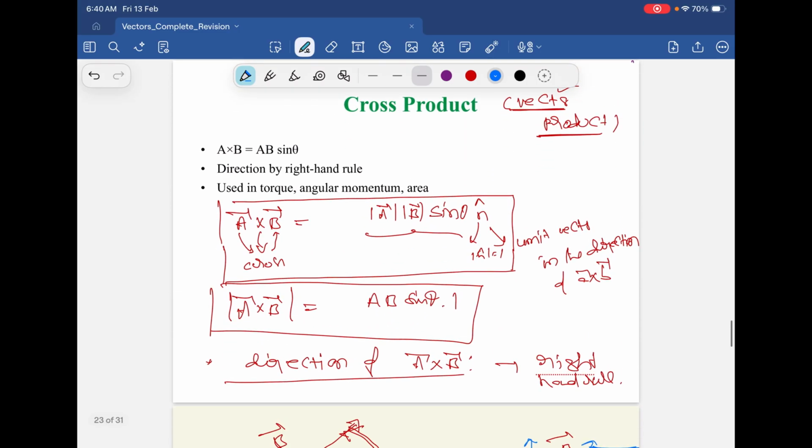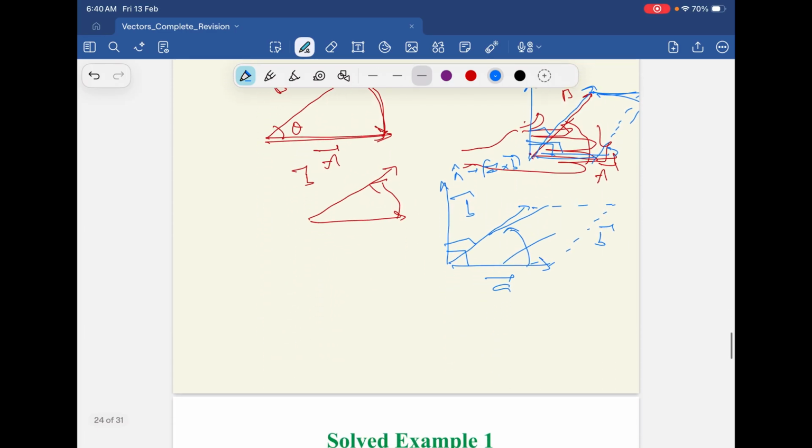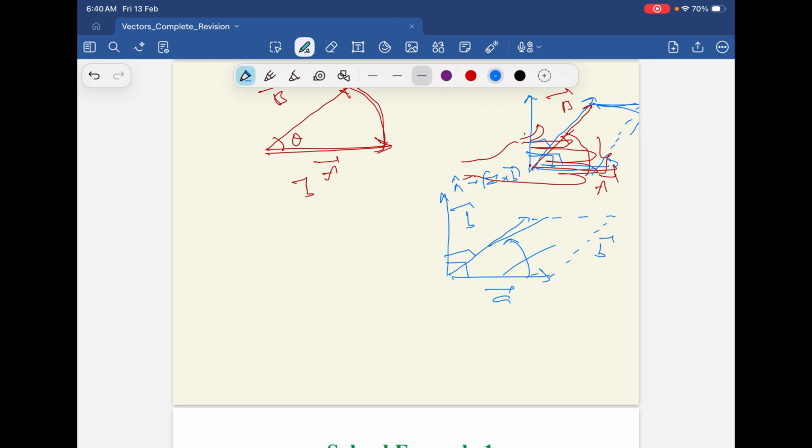Its magnitude how much is given? AB sin theta. So if two vectors are perpendicular, if theta is 90 degrees, how much is the magnitude of A bar cross B bar? AB sin 90, so simply A into B. Okay, this is the maximum value.